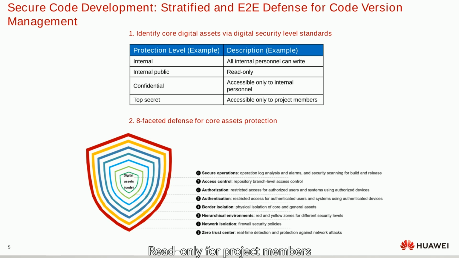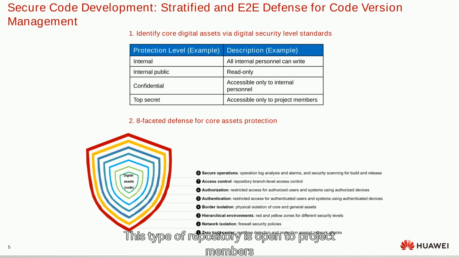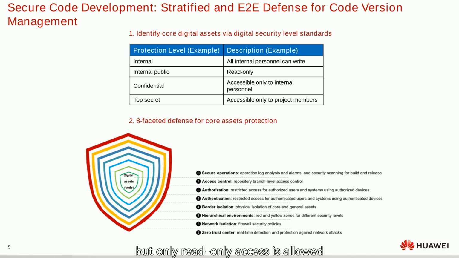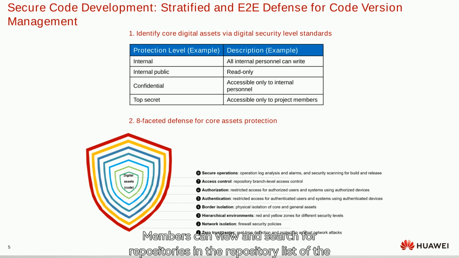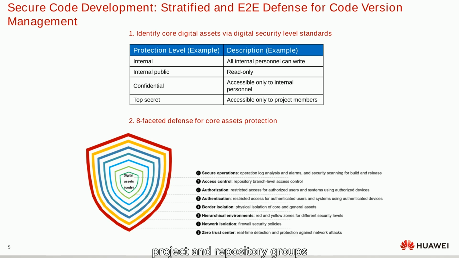Second, read-only for project members. The protection level is internal public. This type of repository is open to project members, but only read-only access is allowed. Members can view and search for repositories in the repository list of the project and repository groups.